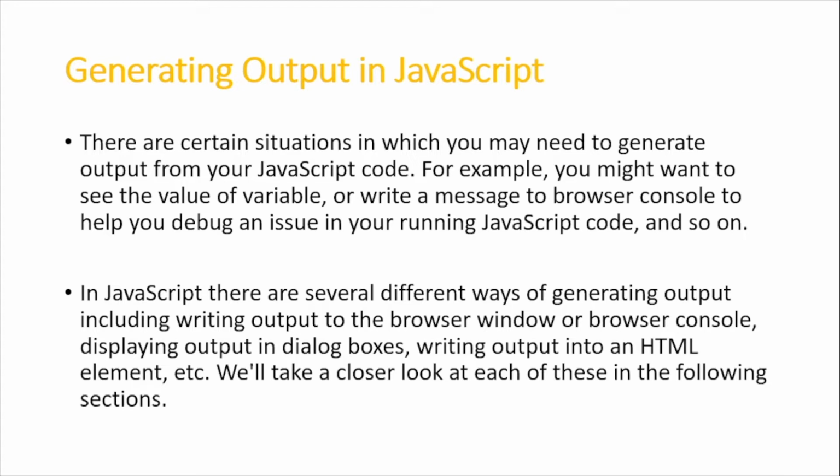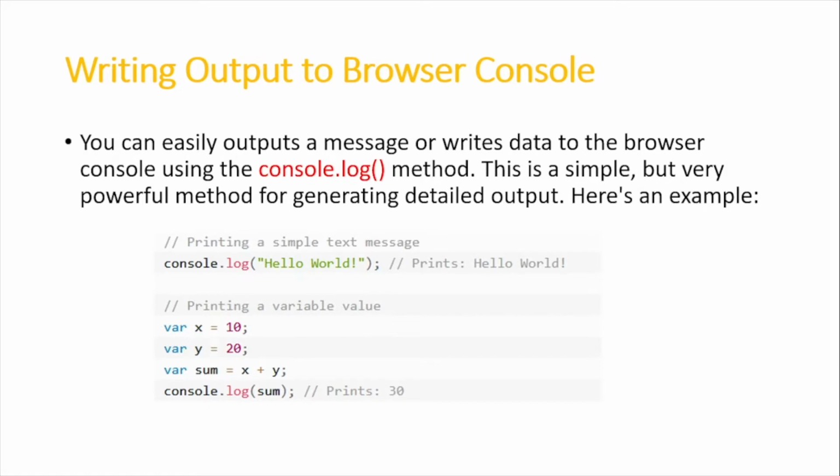Displaying output in dialog boxes is one more method that we can use. In the previous video I showed you the alert method. That is one way to show a dialog box or a pop-up message. Writing output into an HTML element is also possible. You can show output in an H1 or p tag or anywhere you want. So you can also show your output inside the HTML elements. So let's see each of them.